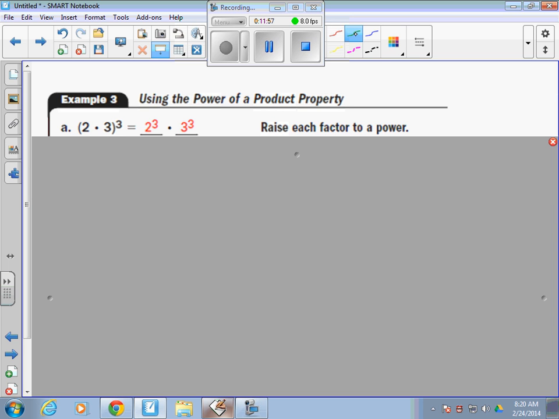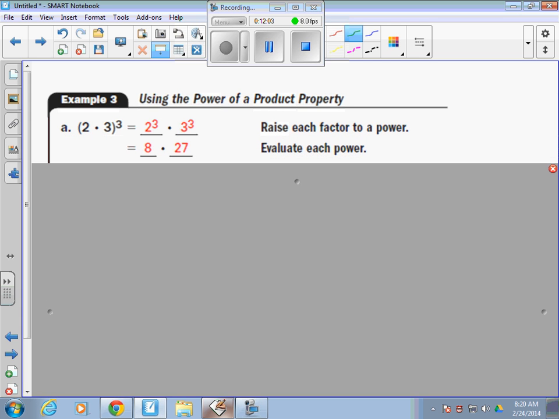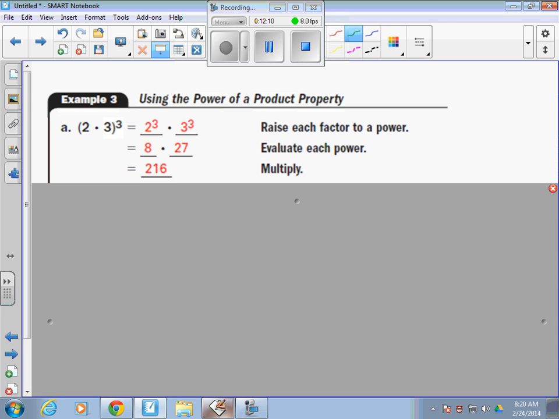So you have 2 times 3 to the third. It's 2 to the third times 3 to the third, which 2 to the third is 8, and 3 to the third is 27. And when you multiply 8 and 27, you get 216. Now this is evaluating them and multiplying to simplify at the end.